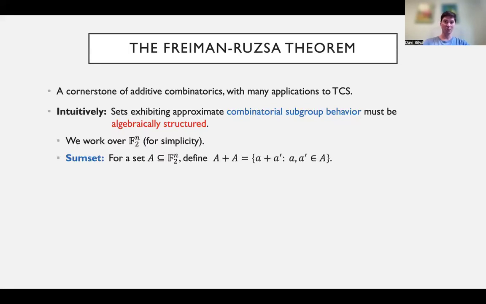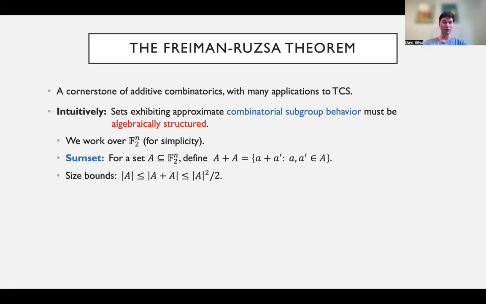To state it more precisely, we will work over F_2^n, the binary hypercube, though this is mostly for simplicity, as the theorem holds much more generally. And the main definition here that we need is that of a sumset. So for a set A inside the hypercube, define A plus A as the set of all elements that can be obtained as the sum of two elements from the set A.